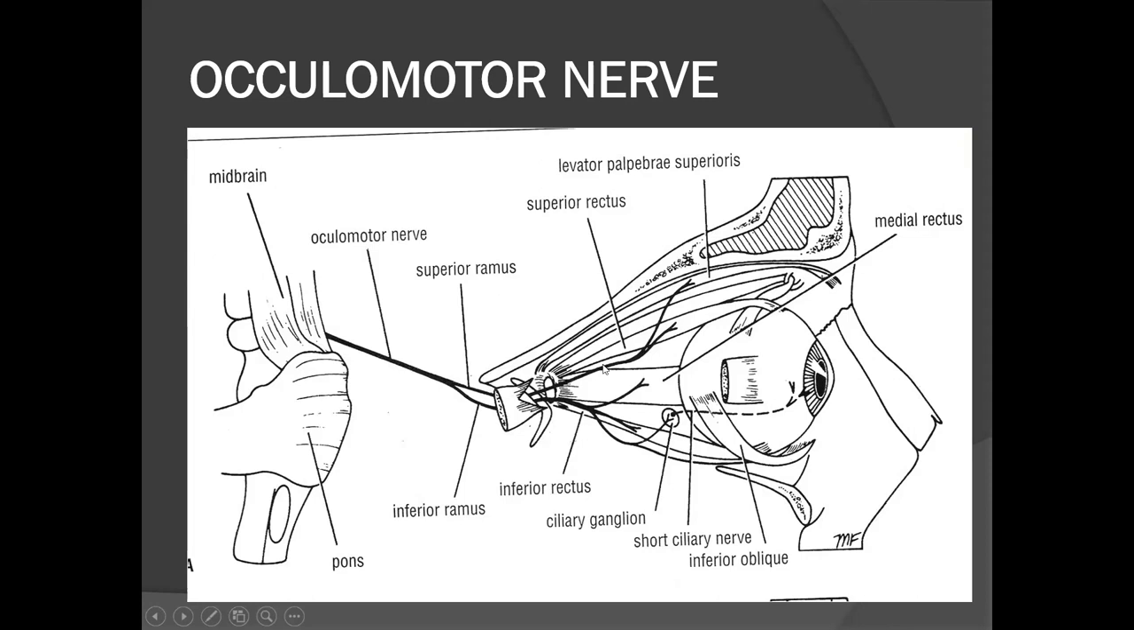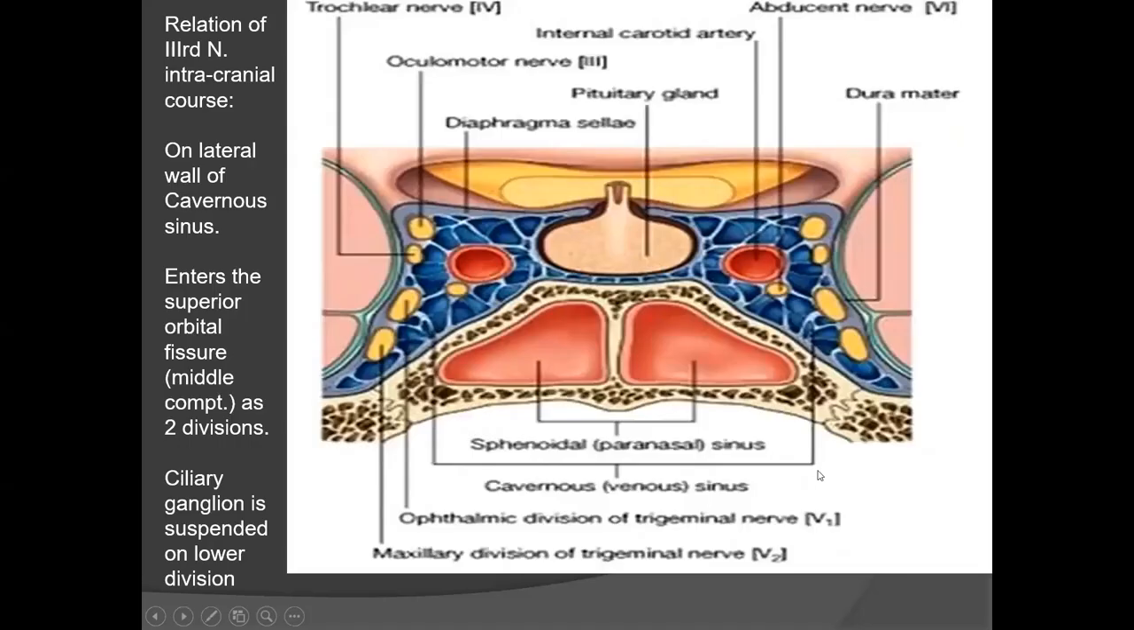The upper division, as we mentioned earlier, goes to supply the levator palpebrae superioris muscle and the superior rectus. Whereas the lower division, which normally has the ciliary ganglion, will supply the other three extraocular muscles, and through the ciliary ganglion postganglionic fibers, it will carry the parasympathetic fibers to the sphincter pupillae and the ciliaris muscle that are connected to the light reflex and accommodation reflex. So these are the relations and the course of the oculomotor nerve.